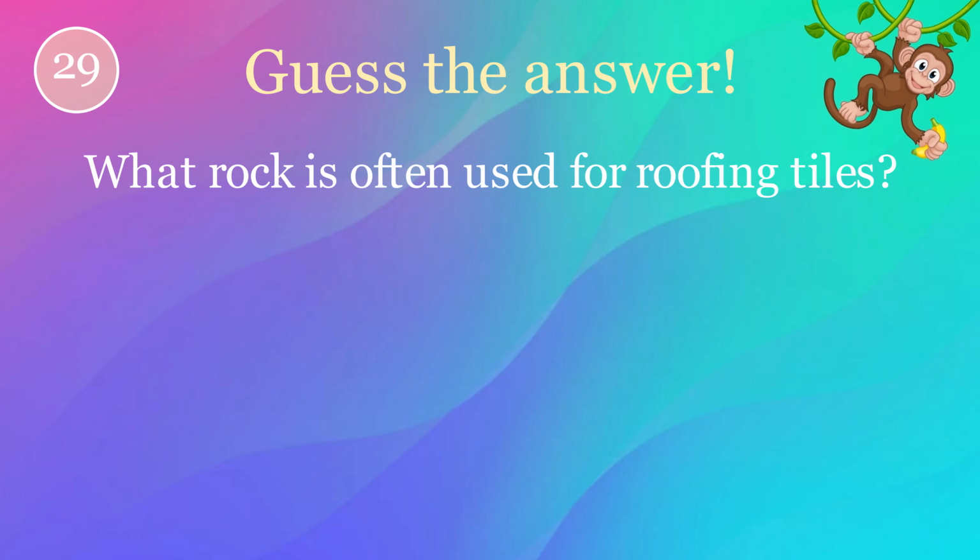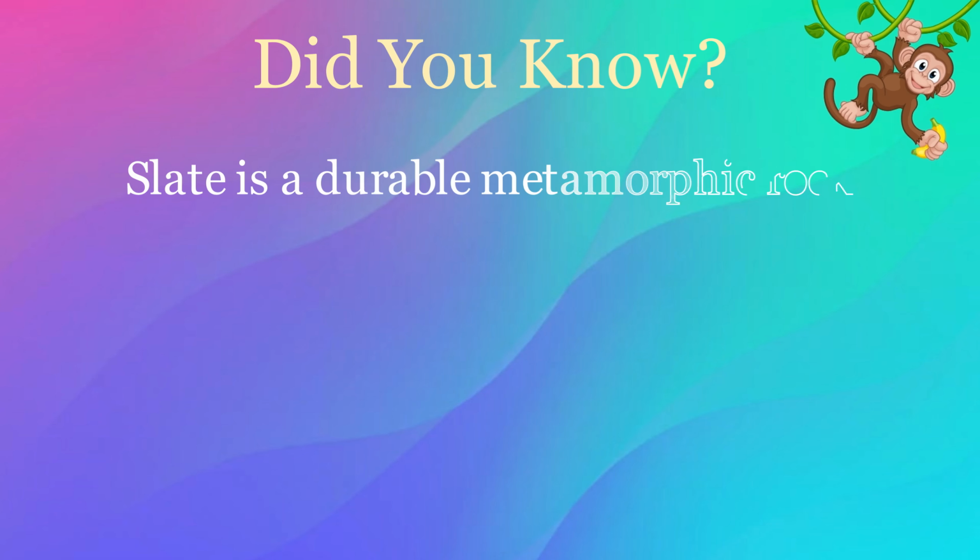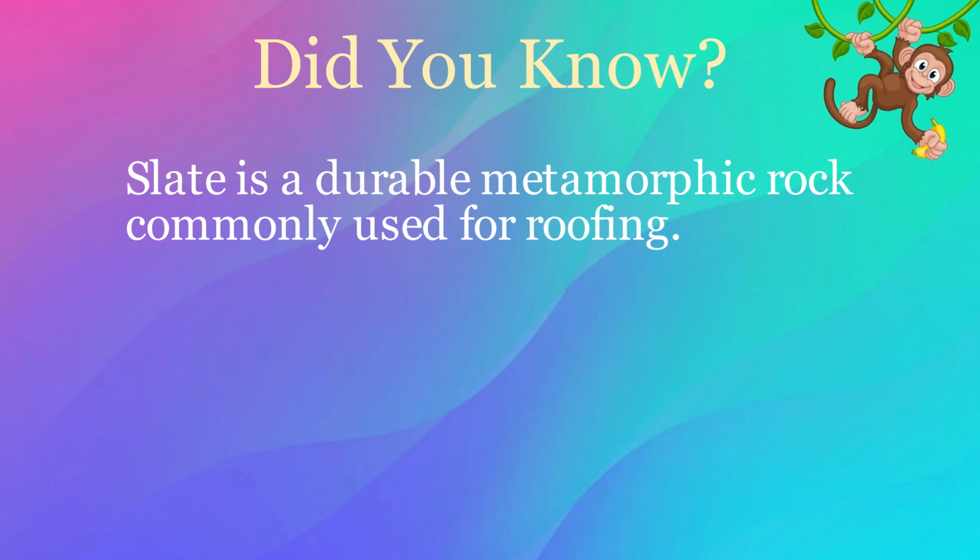What rock is often used for roofing tiles? Granite, slate, lava rock. The correct answer is slate. Here's an interesting fact: slate is a durable metamorphic rock commonly used for roofing.